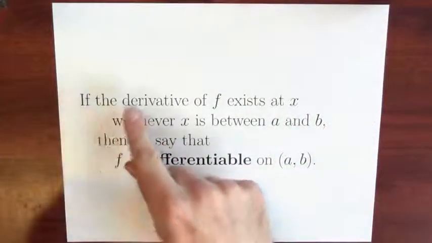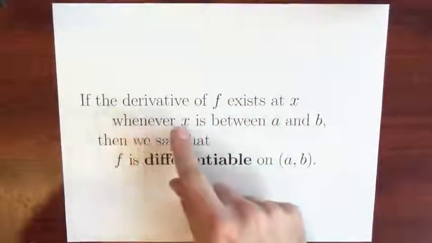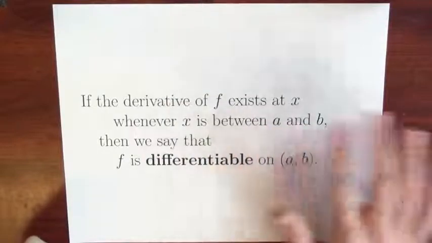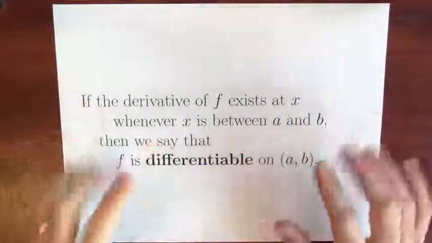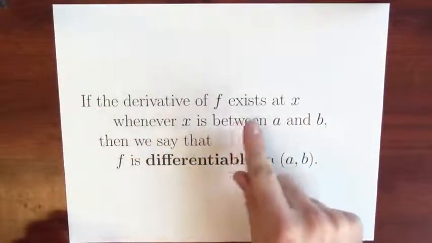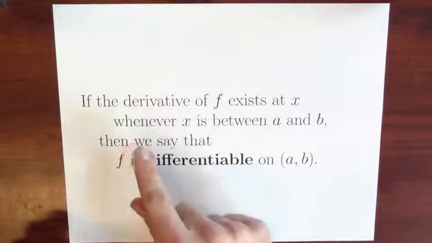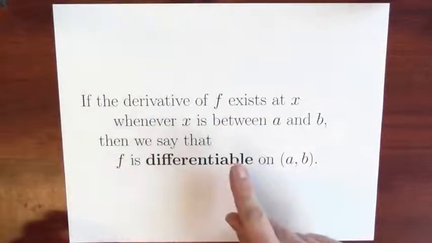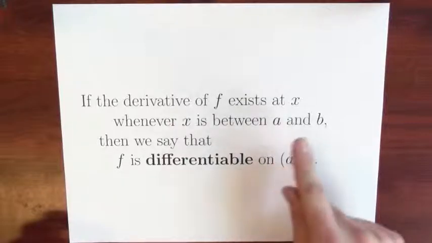Now think back to when we were talking about continuity last week. We started out with a definition of continuity at a single point, and then we expanded that definition to be continuity on a whole interval. We can play the same game with the derivative. Here we go. If the derivative of f exists at x whenever x is between a and b, but not at a or at b, we won't worry about that, just whenever x is between a and b, then we say that f is differentiable on the interval ab.